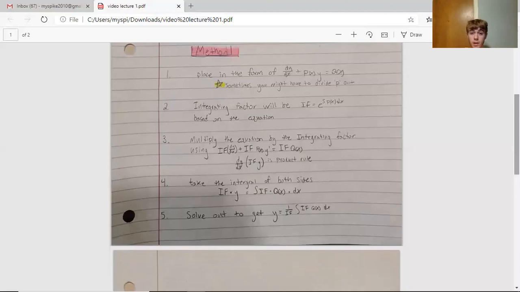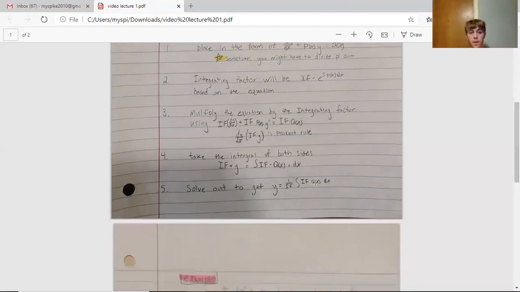Then you'll multiply the equation by the integrating factor: integrating factor times dy/dx plus integrating factor times p(x)y equals integrating factor times q(x). And I'll note that the integrating factor times dy/dx plus the integrating factor times p(x)y will be the product rule. That's actually in that right there.